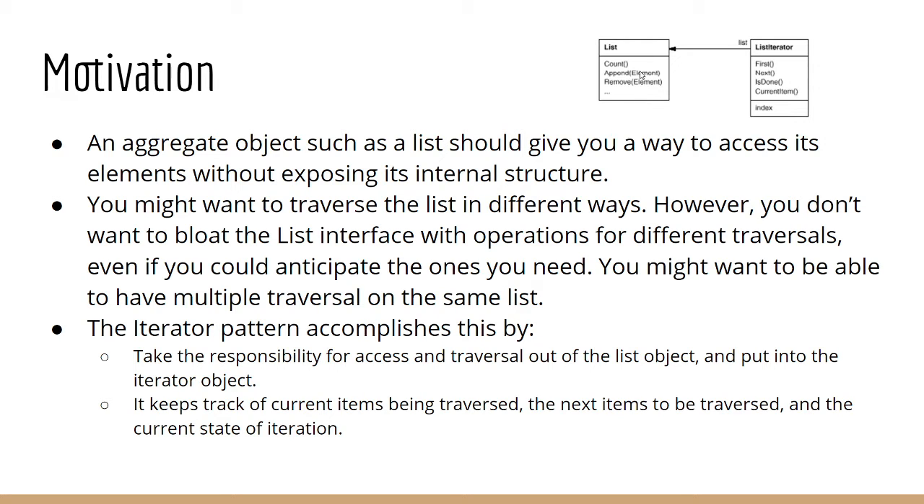As you can see here, you have a list object here. The traversal for this list object is put into a list iterator object. It has first, next, is done, and current methods that keep track of the iteration on the list.